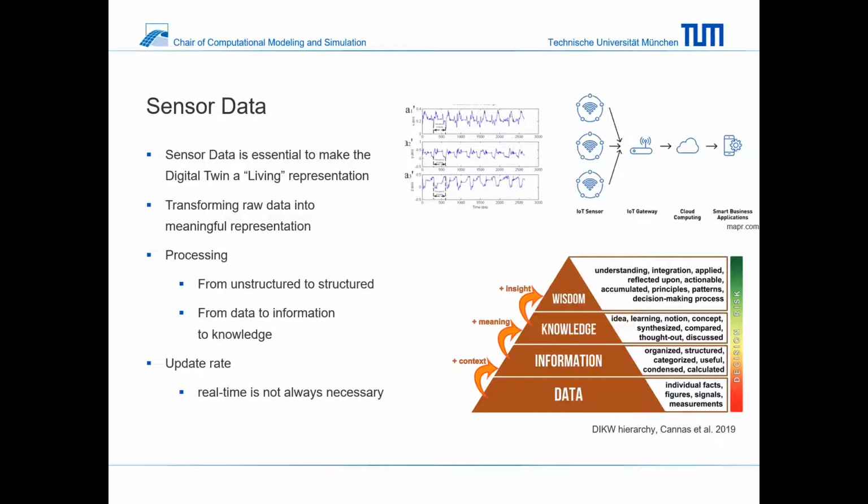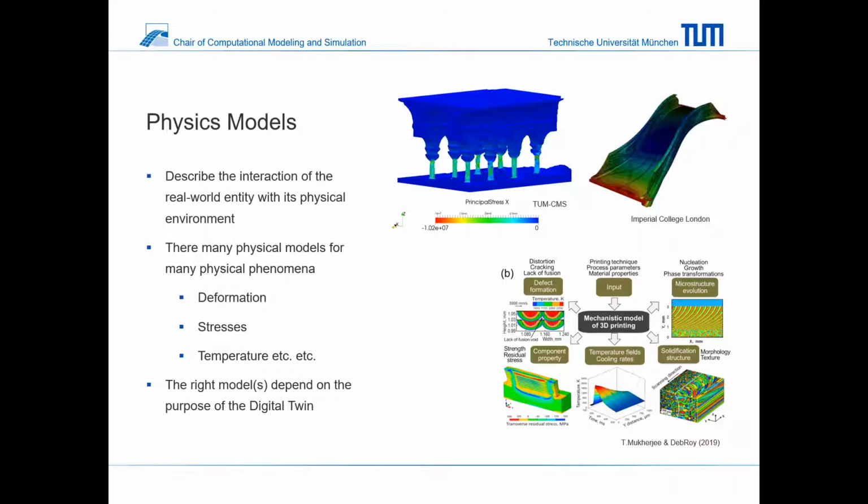What, however, is really important for most digital twins is the modeling of the physics. The physics models describe the interaction of the real world entity with its physical environment. And of course, we want to mirror that into the digital twin. There are many physical models out there, many physical phenomena. It wouldn't make sense to really list all of them. I just listed some. Sometimes deformation is important, sometimes stresses are important, sometimes temperature is important. It really depends on the purpose of your digital twin.